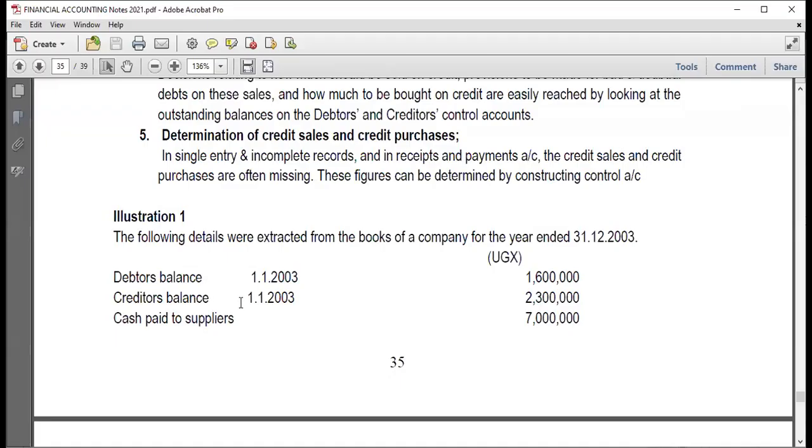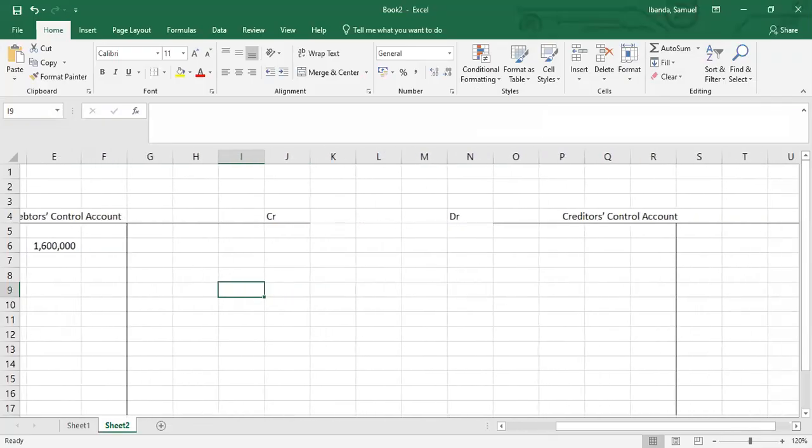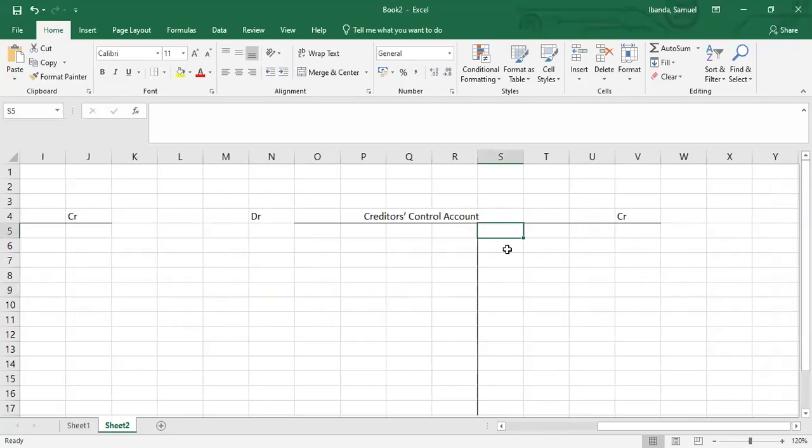And then they have also given me the creditors control account. So I also pick this and record it immediately. Remember, I'm trying to manage time, so I don't want to first do one thing and then do the other. I'm doing it concurrently. And it's the same advice that I would give you if you're trying to do these questions. Now, the creditors control account, its balance brought down or brought forward should actually be recorded on the credit side, okay? Which is 2.3. So that is what basically I'm trying to do, okay?